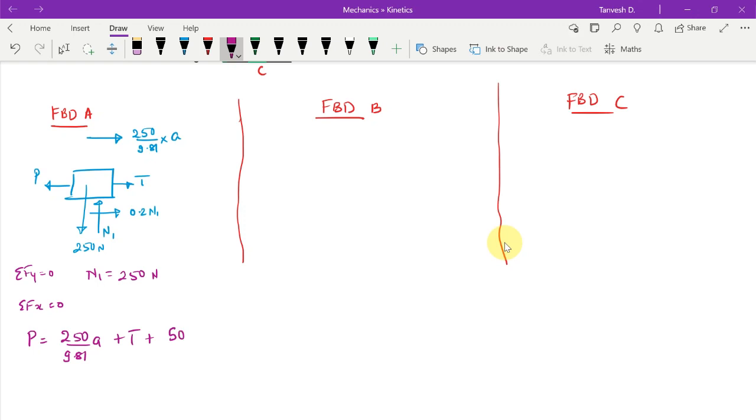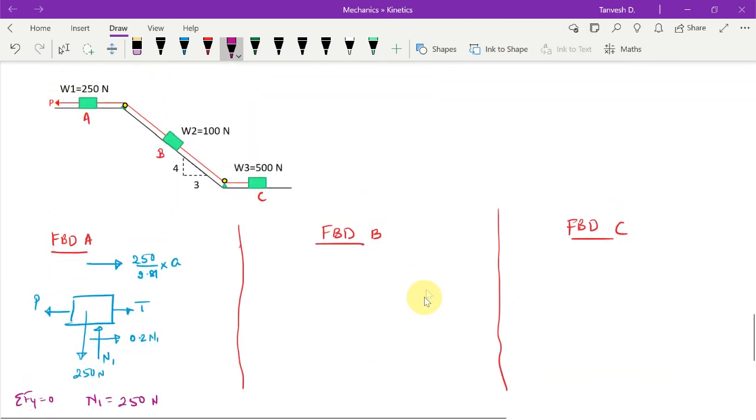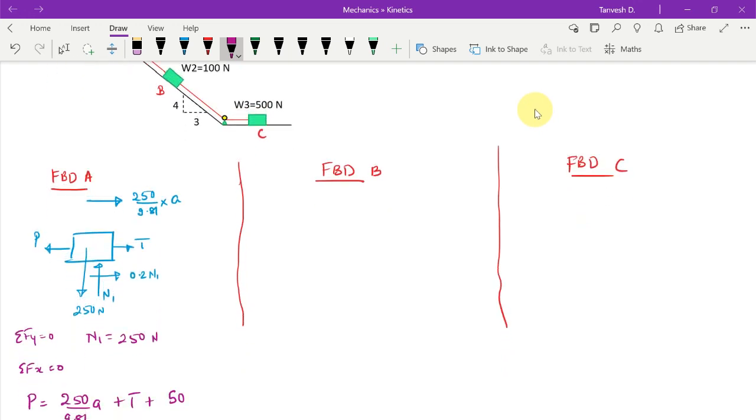We do not know the value of P, neither do we know the value of A, neither T. So there are three unknowns here, and we can hardly do anything with that. So that's fine. Okay, let us move to FBD of B. So FBD of B would be this block like this, right?